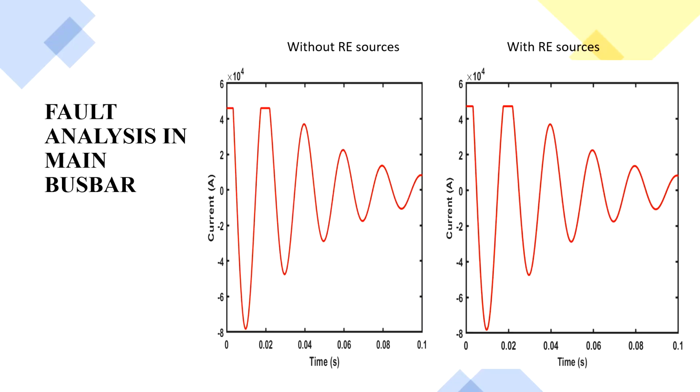After that, we have integrated a fault analysis in the main busbar. When we integrate a short circuit fault in the main busbar, that's how the overall system behaves. When there are no renewable sources, this is the graph of the short circuit current, and with the renewable sources, this is the graph. As we can see, there is no noticeable difference between the short circuit graphs with and without the renewable sources. So we can conclude that even with the integration of renewable energy sources, there is no noticeable difference in the short circuit current, so we don't have to upgrade the existing breakers in the system.